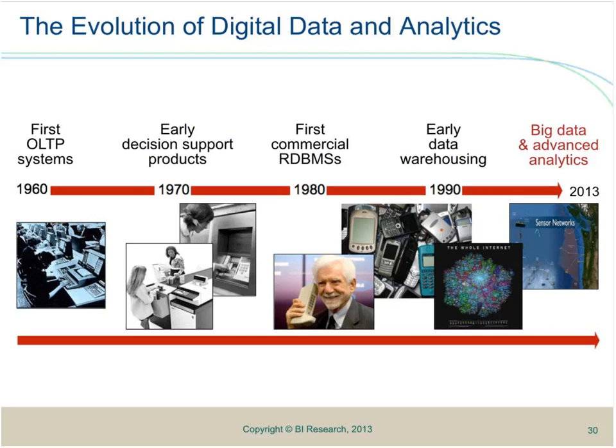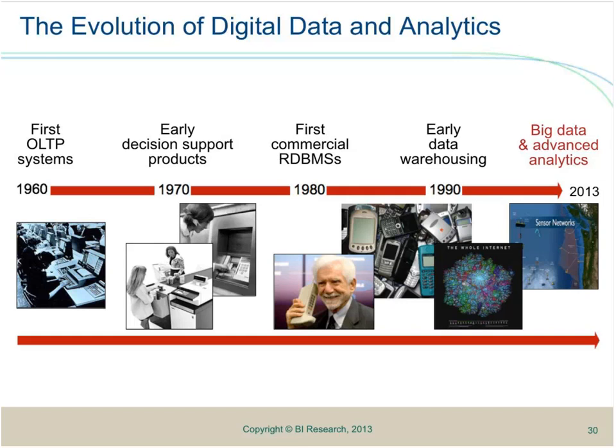On the left-hand side, that little black and white diagram there is one of the first OLTP systems, which was Sabre back in 1960. And of course, we keep using the word big today. Well, big back in 1960 was a few thousand transactions a day. If you look at Sabre today, they're processing thousands of transactions a second. So the concept of big has changed over the last 50 years.